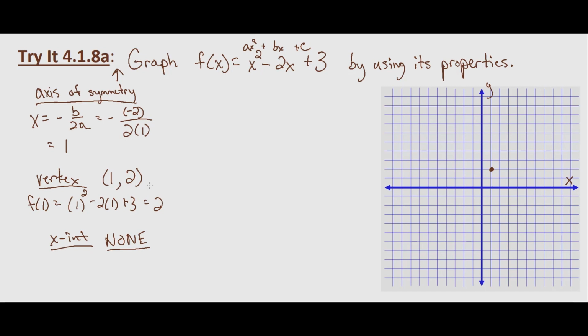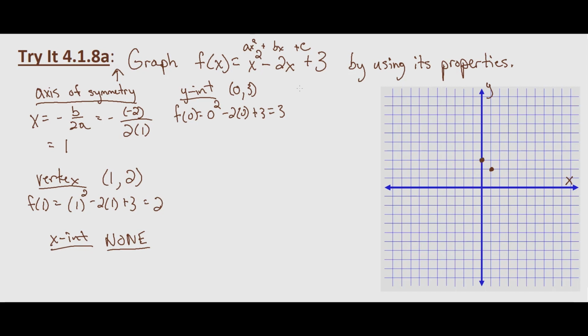So now we'll look at the y-intercept. That would be f of 0 when x equals 0. So f of 0 equals 0 squared minus 2 times 0 plus 3, which equals 3, which means our y-intercept is at 0, 3. So 0, 1, 2, 3.